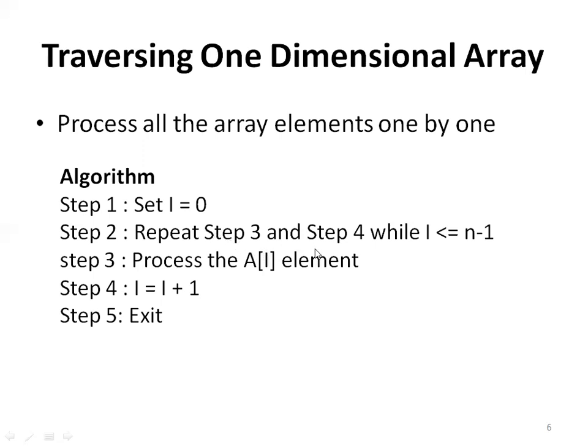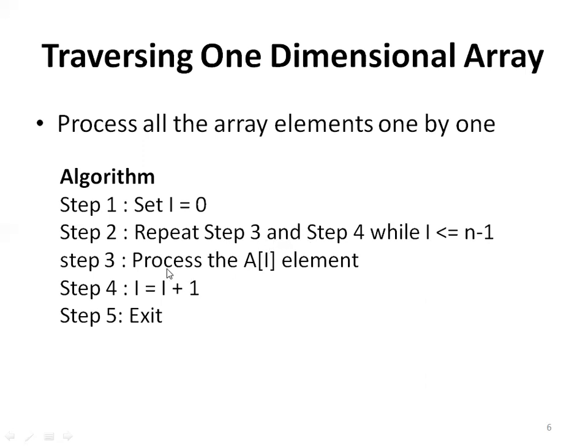And in C programming, the last element of the array is n minus 1, where n is the size of the array. So the first step is i is set to 0, and then repeat steps 3 and 4 until the i value is less than or equal to n minus 1. That means we are traversing from the starting index 0 to index n minus 1, and we are visiting all the elements of the array.